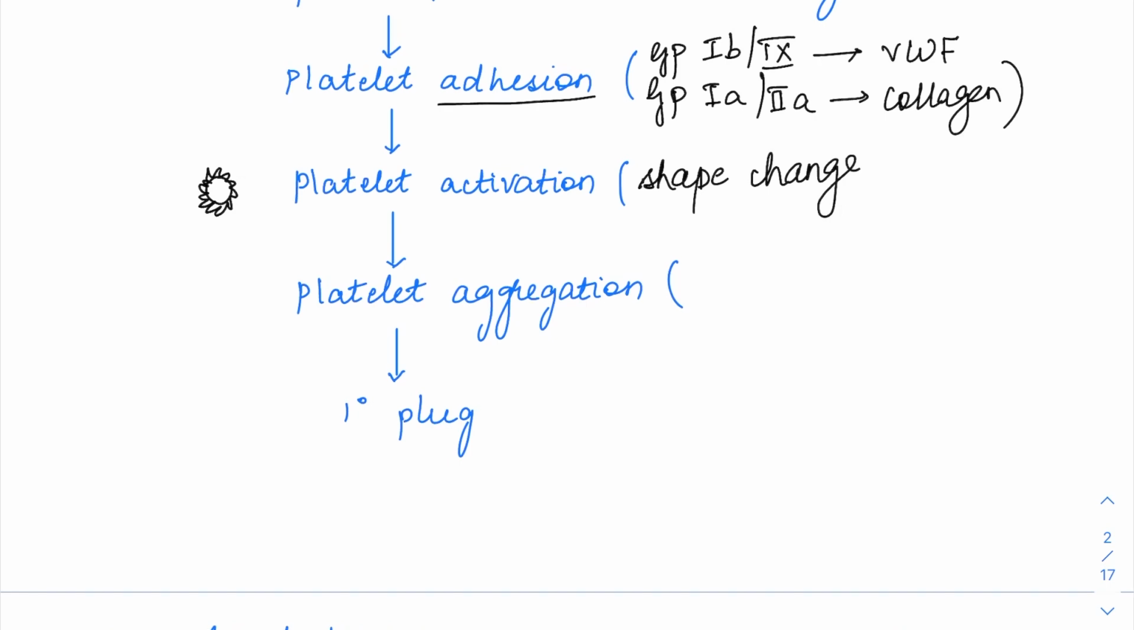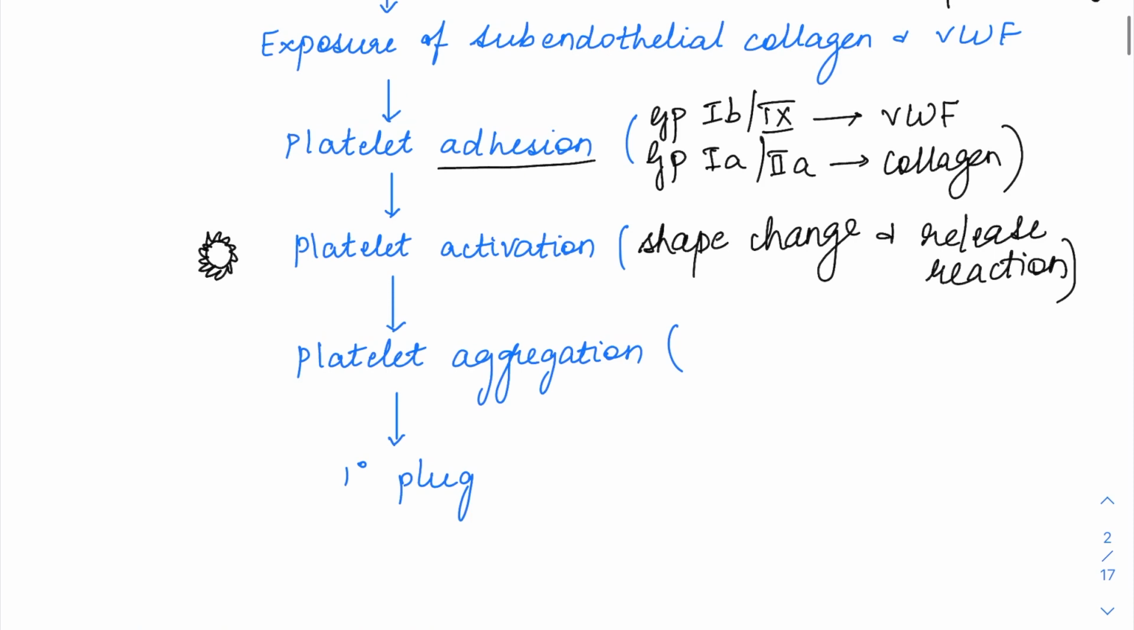The next step in platelet activation is the release reaction. The release reaction is nothing but the platelet granules being released. The various platelet granules are alpha granules and dense granules. We'll see the contents of the granules next. The granules are released, and one of the contents of the dense granule is ADP. This ADP released from the platelets is again going to cause platelet adhesion.